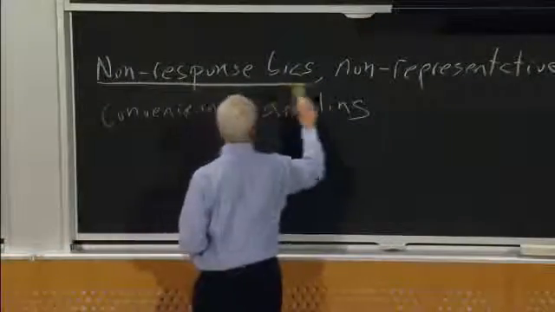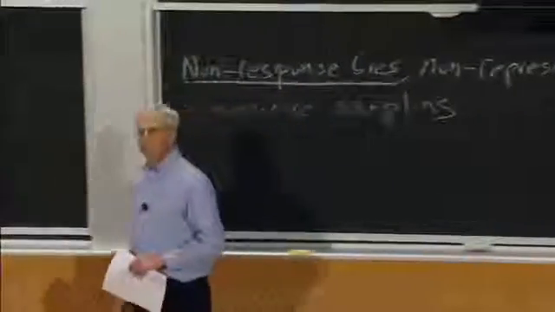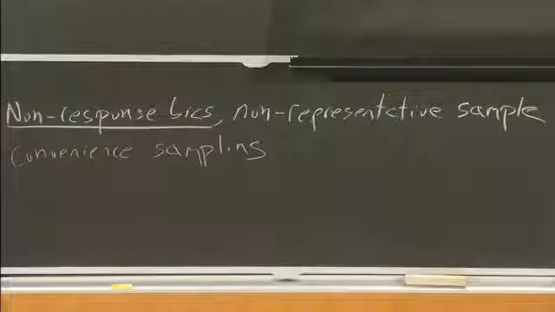This particular error is called non-response bias, where you do some sort of survey, for example, and some people don't respond, and therefore you ignore what they would have said.